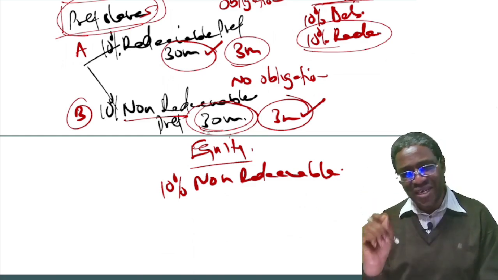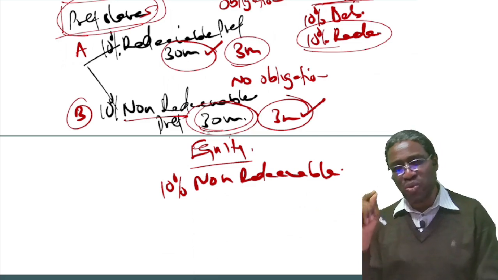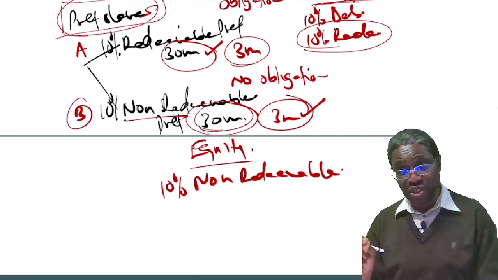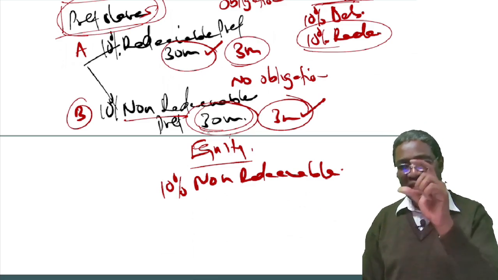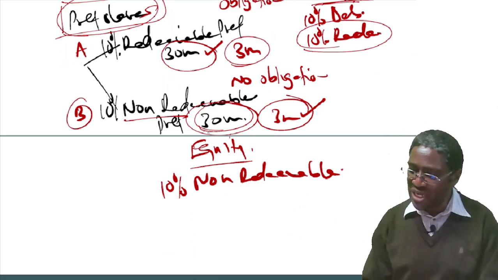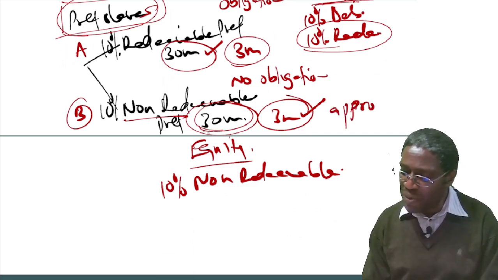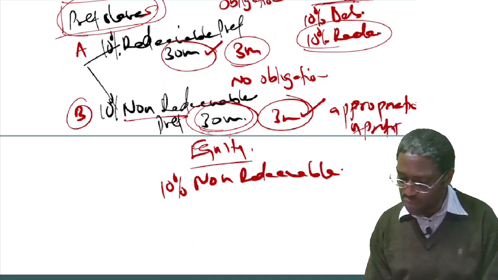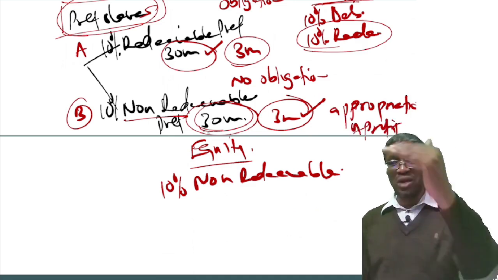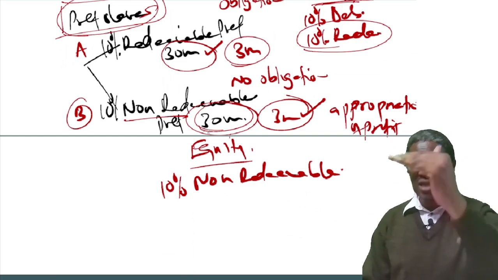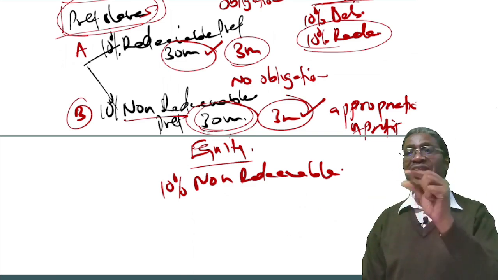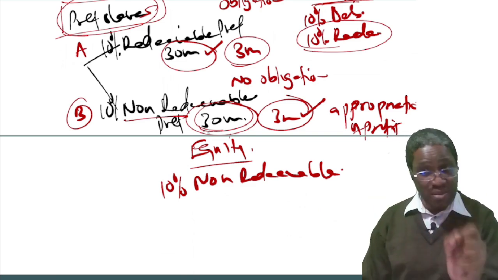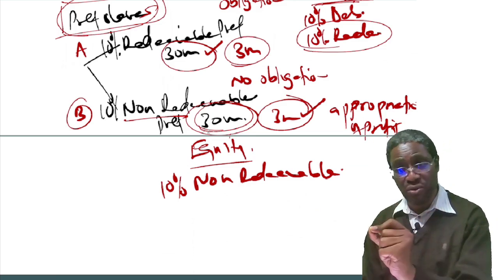So the dividend that you pay to the non-redeemable preference share should be considered as an appropriation of profit. Where you normally say profit after tax, then you less dividend, whether on ordinary or on preference, that's where you minus the 3 million on the non-redeemable.